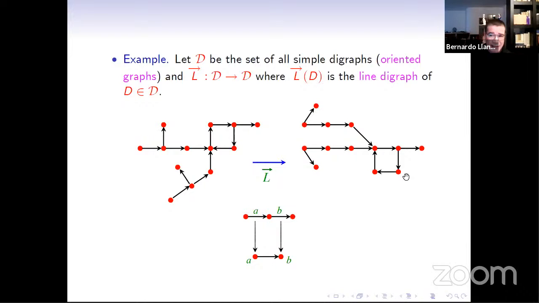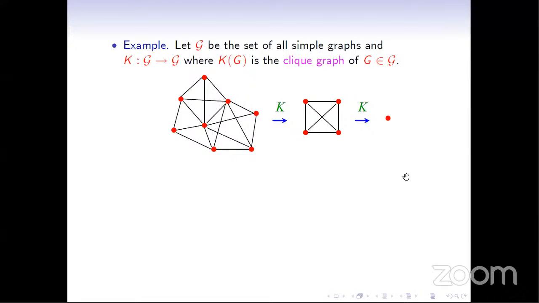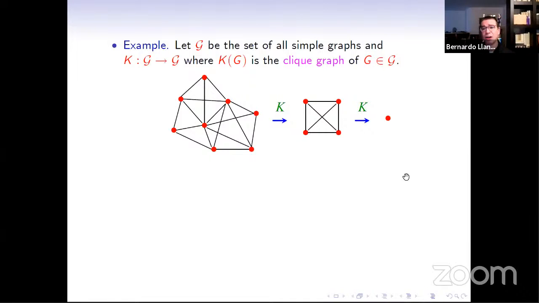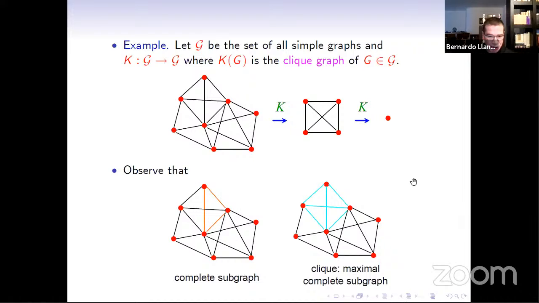So this is the second operator. We have another one, a very well known one, the so-called clique graph. When you assign a graph, you have a graph G, and you assign as image the clique graph. How do you obtain the clique graph? It is very easy.